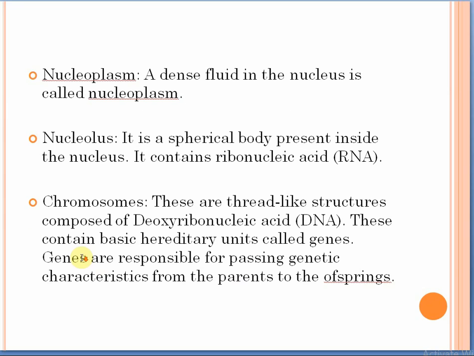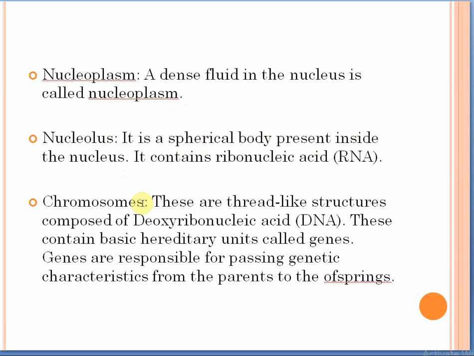Then the next one is the nucleoplasm. The nucleoplasm is a dense fluid in the nucleus. That is the dense fluid which is present in the nucleus. Then next comes the nucleolus. It is a spherical body present inside the nucleus. It contains RNA, ribonucleic acid.